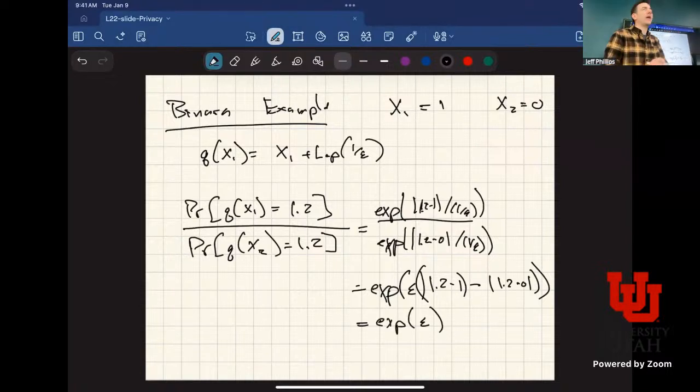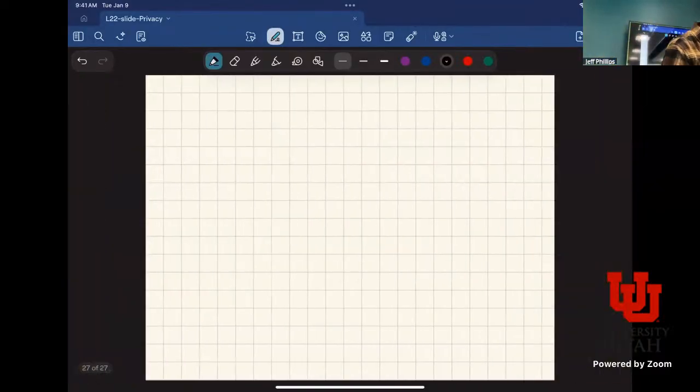So if I have a binary object, is it there or is it not there? I add Laplacian noise. I no longer get a binary value, I get a real value, but the ratio of these is always going to be bounded by exponential of epsilon.